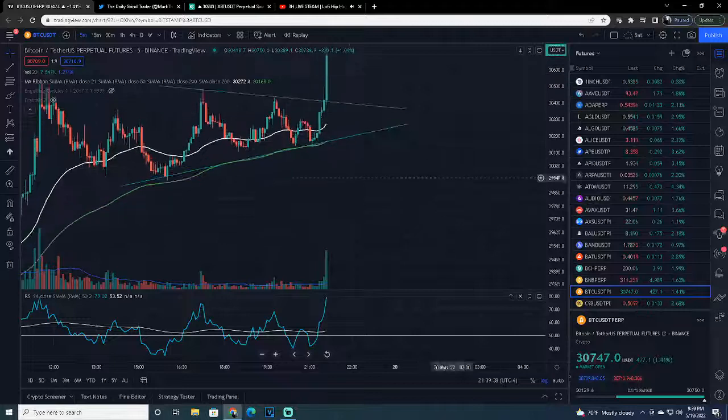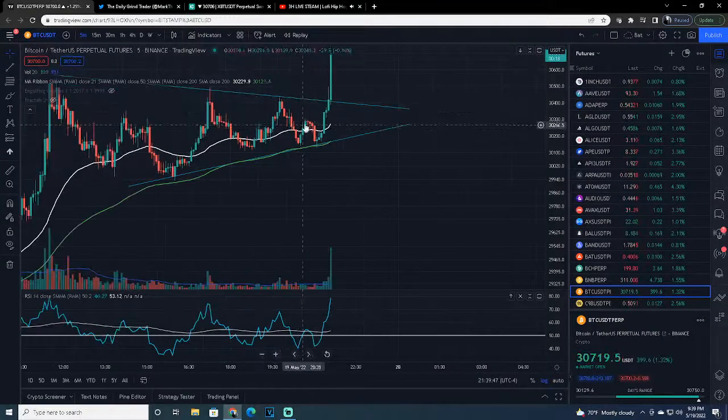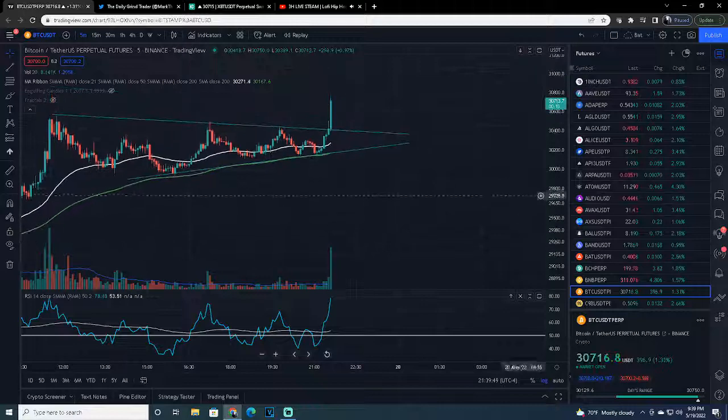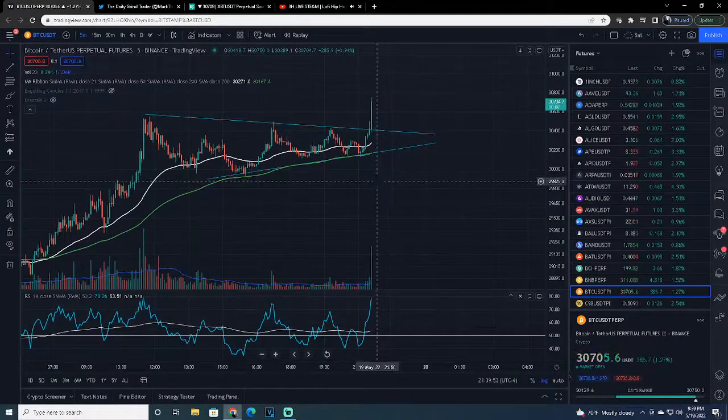Now you got to remember too, it came out and closed right above this line, so you could have entered right there in that first candle. That would technically have been a retest, but you would have liked to have one more candle retest that bull flag line. So we'll see where this goes. That pumped up the RSI pretty strong too.